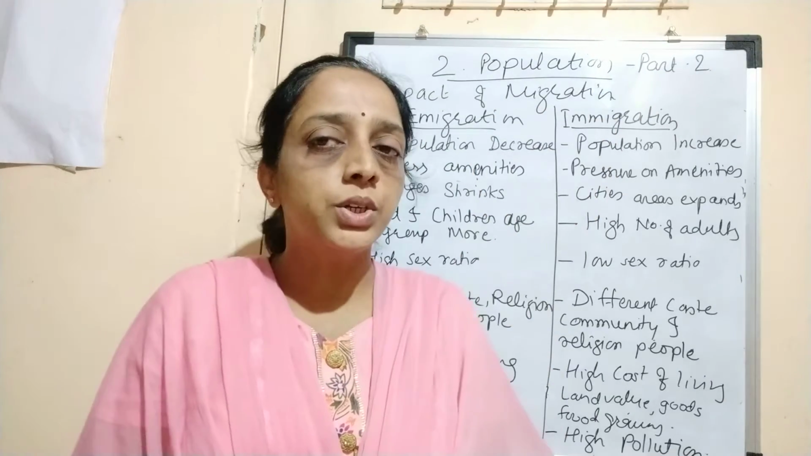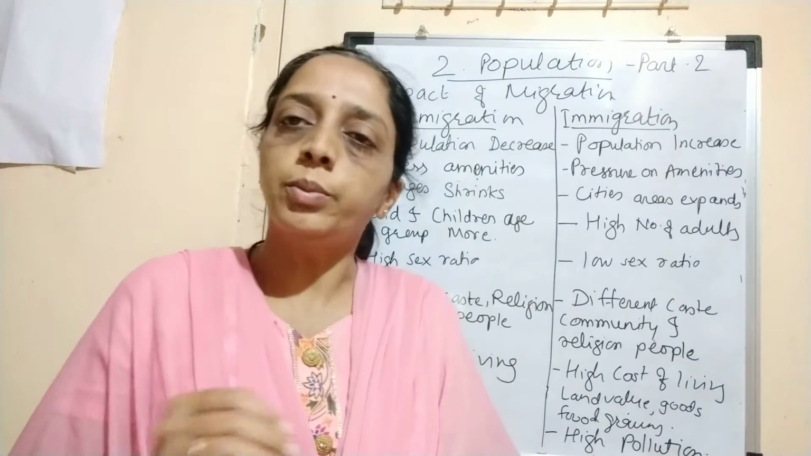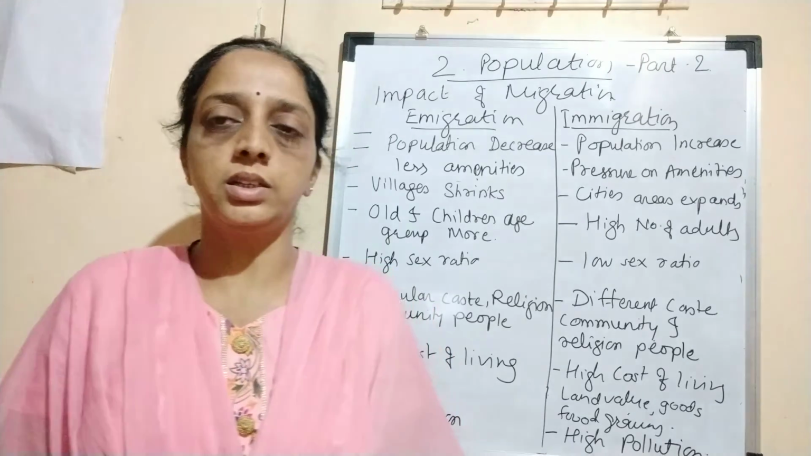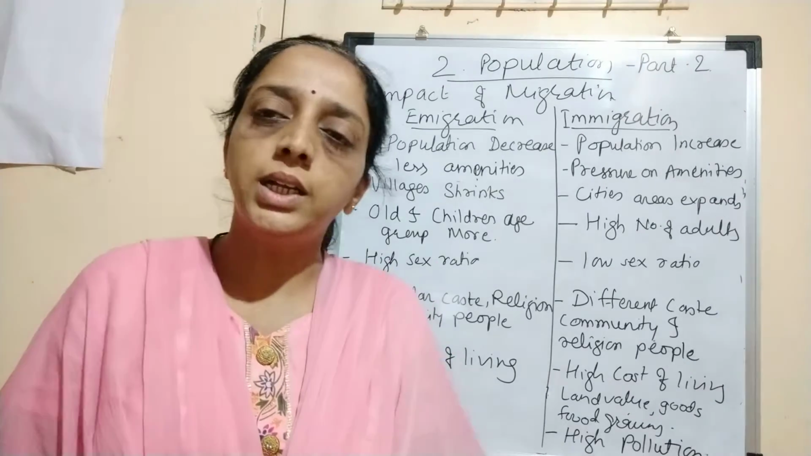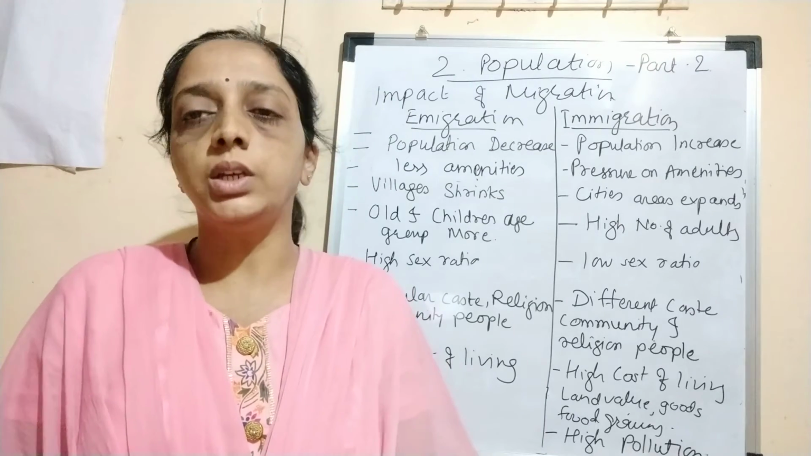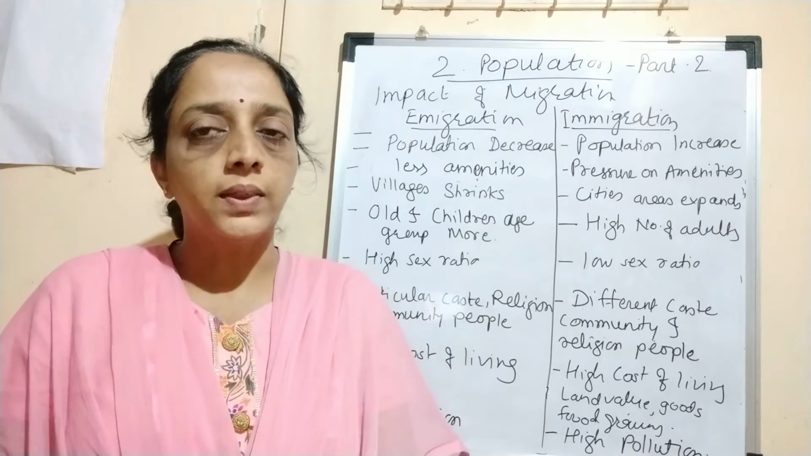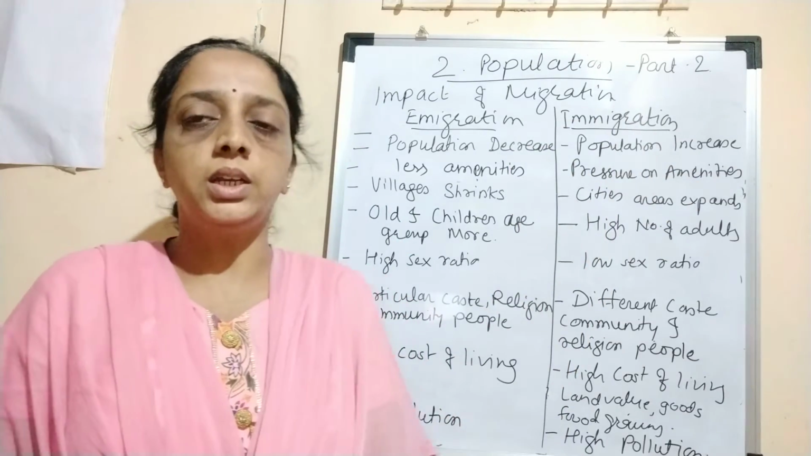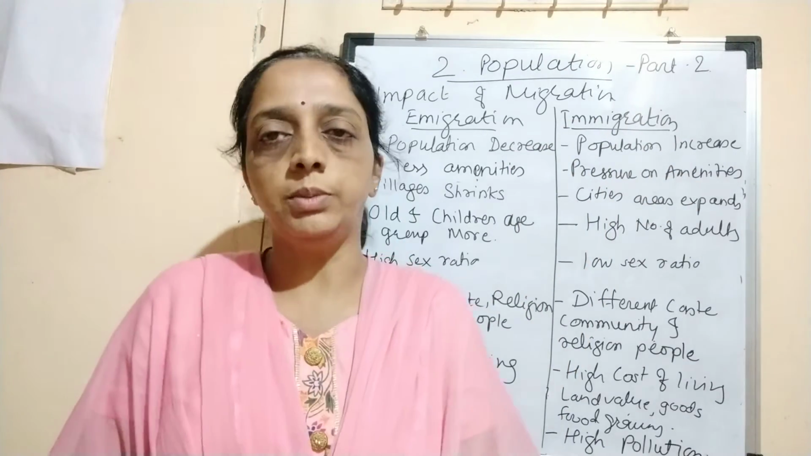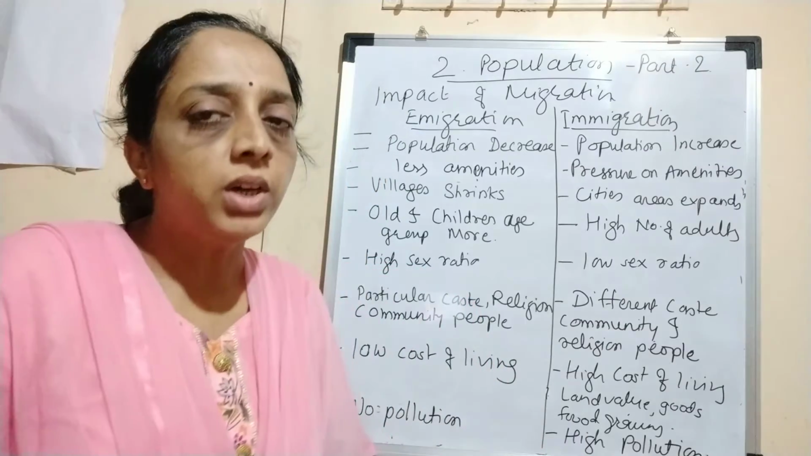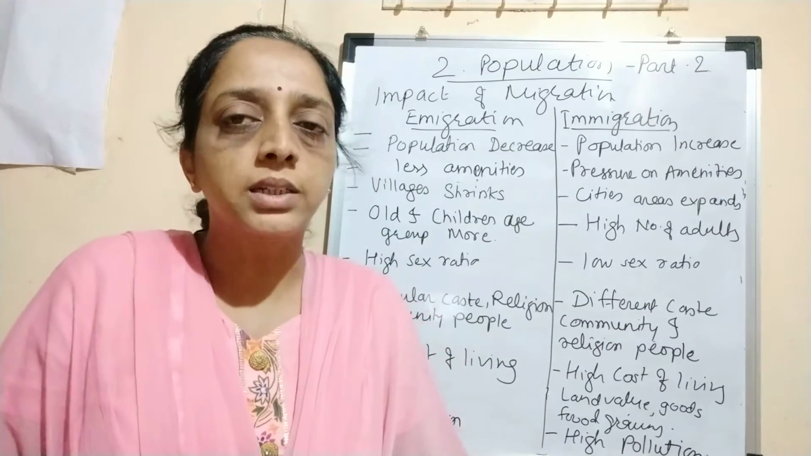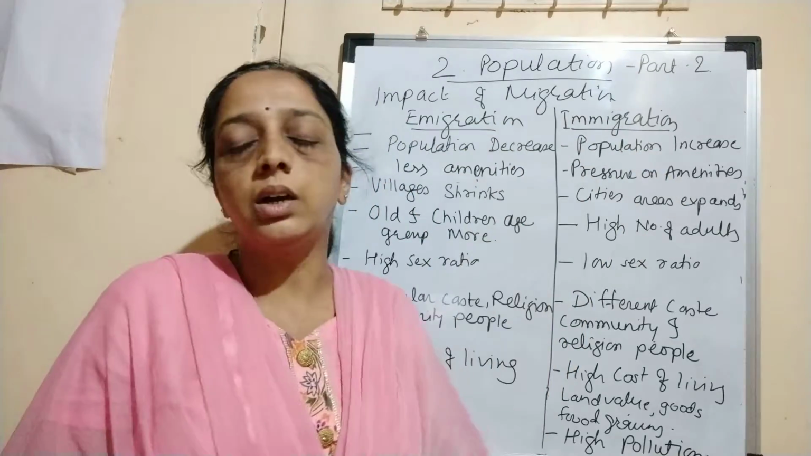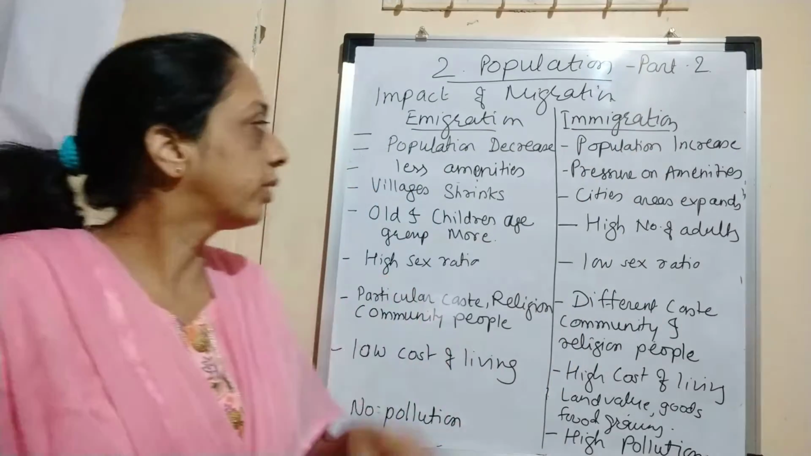Similarly, in the immigration area, people are coming into the region. We can take the example of urban areas, because from outside areas, people are coming into the region. And so that migration is called immigration. In both the areas, we are seeing different impacts. Today, we are going to see what impact we observe in the area of emigration and the area of immigration.